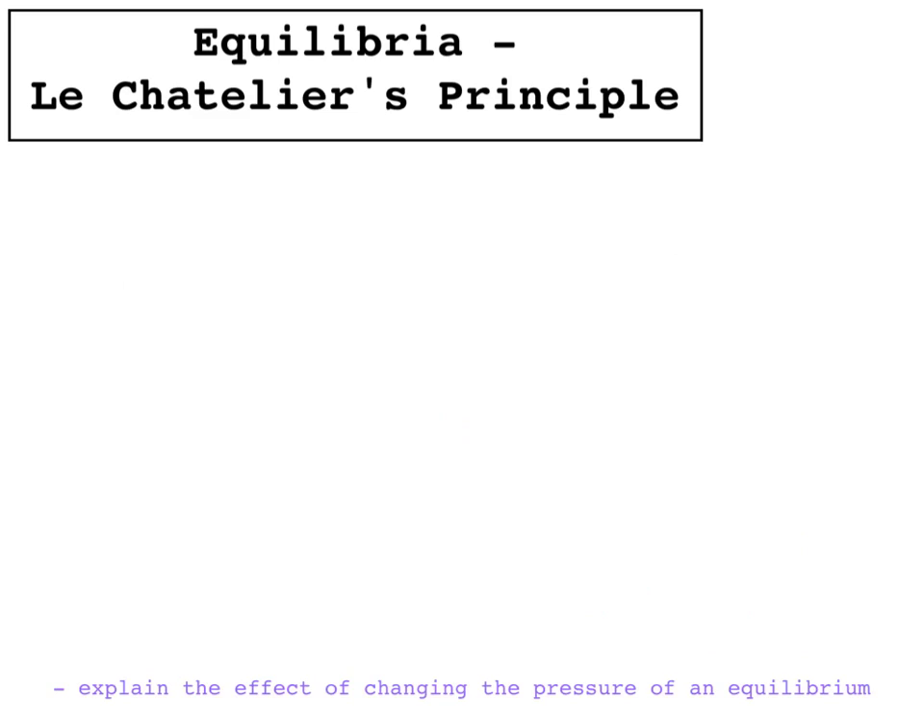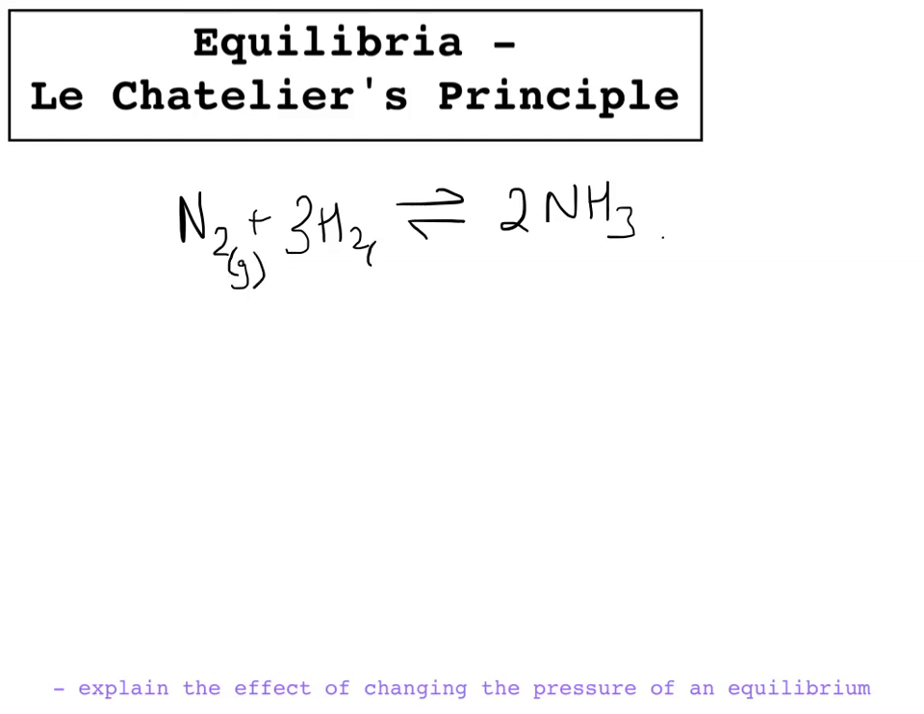Another condition we can change for an equilibrium is the pressure. If we again stick with the Haber process, we can see what effect pressure will have. Now, increasing pressure basically means squeezing the reaction. And if we squeeze the reaction, we give it less space. So if the reaction can shift to a side which will take up less space, it will do that. Now, all three of these are gases in the Haber process.